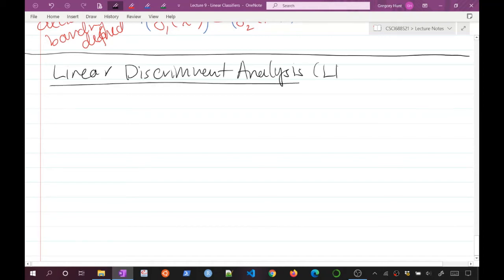Or LDA. And I said that this was a generative method, and LDA is going to try to approximate the Bayes classifier. Our Bayes classifier said that we should try to calculate the probability that y is each of our classes given x is equal to the little observed x naught that we observe. And this is, of course, our discriminant function for class C, the probability of y is C given our x's.